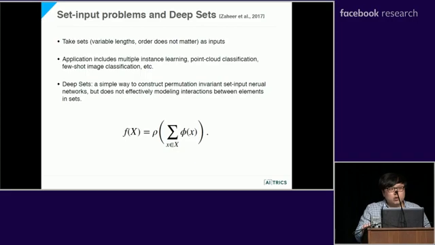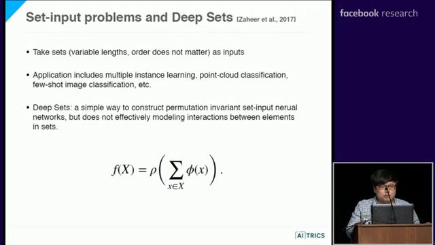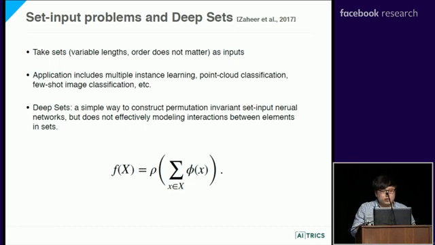So the problem we want to solve is set input problems. It means these problems take sets as inputs. So the inputs have variable lengths, and the order does not matter. The applications of these problems are multiple instance learning, point cloud classification, and few-shot image classification.